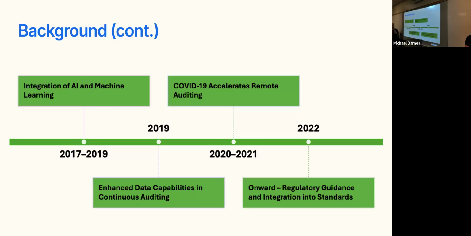In 2022 and onwards, there's more regulatory guidance and integration into standards. The professional world had multiple responses to this, but the main response was through certifications. And the two primary certifications are a Certified Information Systems Auditor, CISA, and Certified Data Analytics Professional, CDAP.